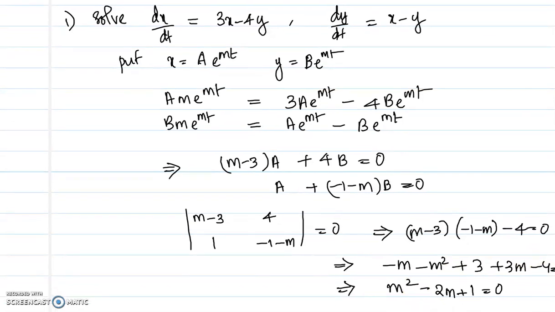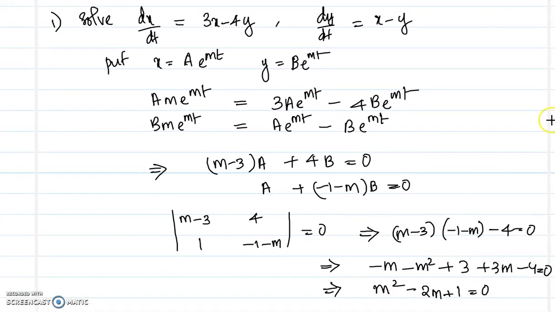So let us now look at an example of solving a linear system where you have equal roots. So the problem is to solve dx by dt equal to 3x minus 4y and dy by dt equal to x minus y. As we have done in the previous problem, first we will substitute x equal to a e raised to mt and y equal to b e raised to mt. So substituting into the given linear system, these are the two equations we will get.